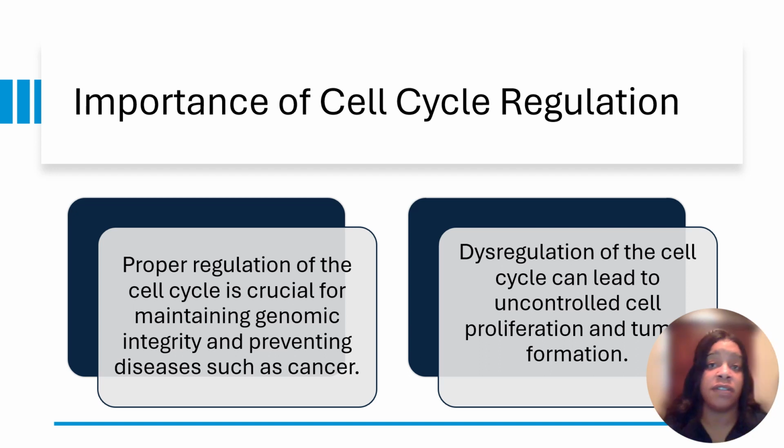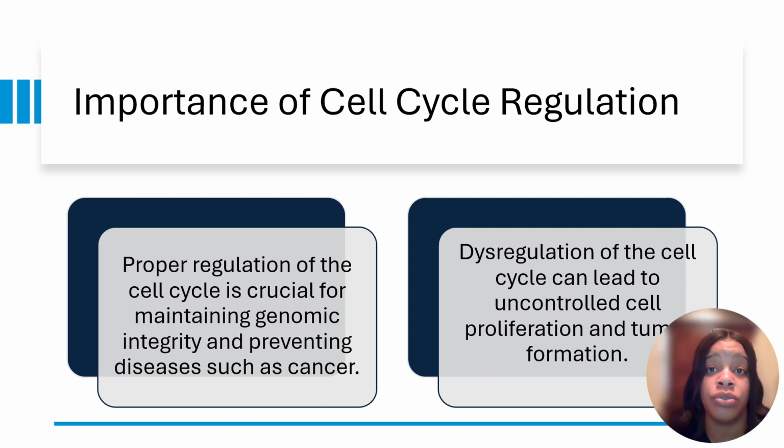Proper regulation of the cell cycle also plays a key role in embryonic development, tissue repair, and immune response. So, for example, during embryogenesis, precise control over the timing and coordination of cell division is necessary for the formation of organs and tissue. In adult organisms, regulated cell proliferation is essential for wound healing and immune response to pathogens.